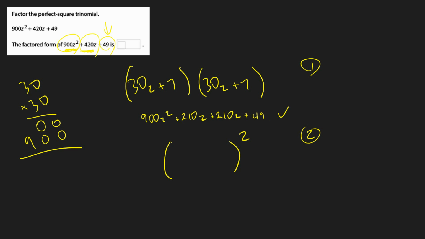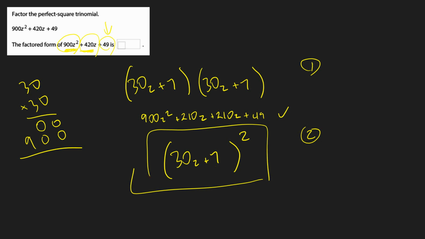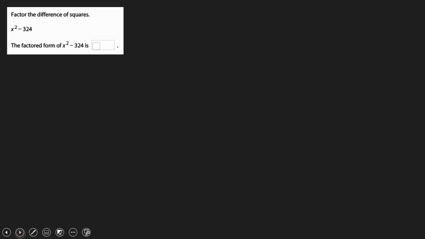And then just put it all together. So 30z plus 7 times 30z plus 7 is the same thing as 30z plus 7 squared, because you're multiplying the same thing by itself 2 times, and that's it. All right, let's check out the next one.